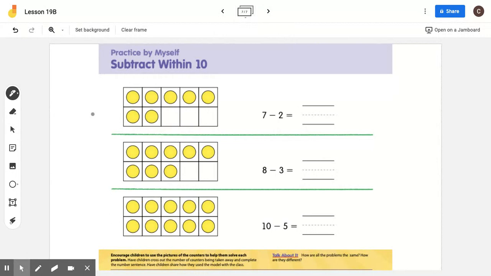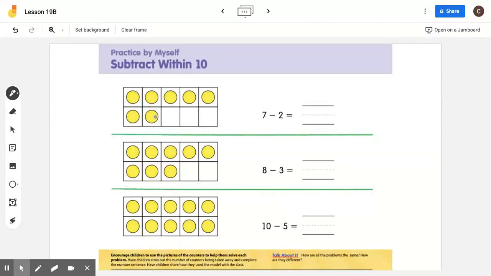This is going to be our last set to practice subtracting within 10. You guys are doing a great job using those mental strategies. So we're going to cross out the counters that are being taken away to help us complete this number sentence, okay? So we have 7 minus 2. So I have my 7. Do I want to start taking away 2 up here? Or where would be the most effective or efficient way to be able to solve?